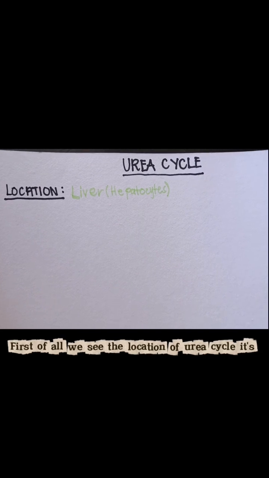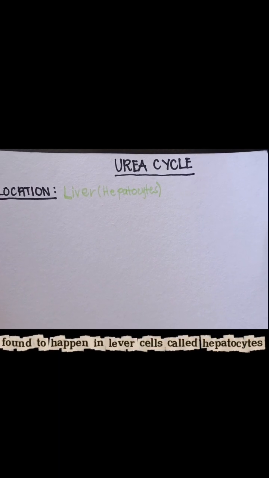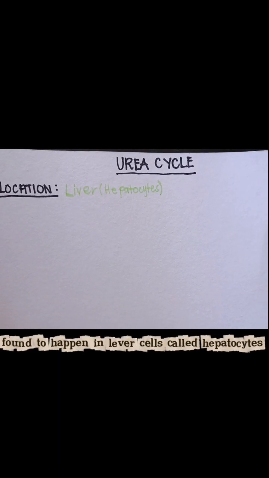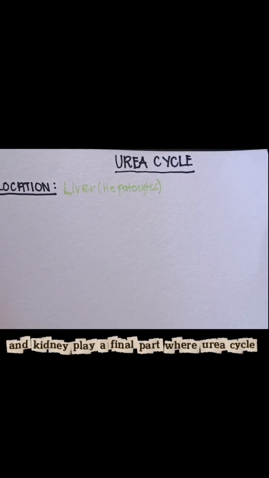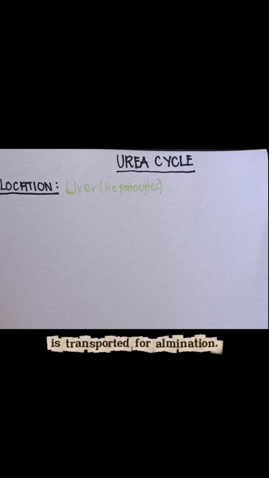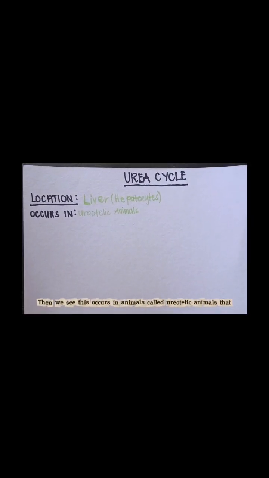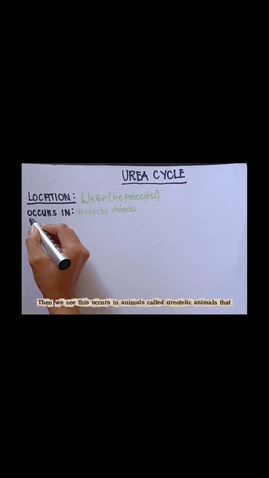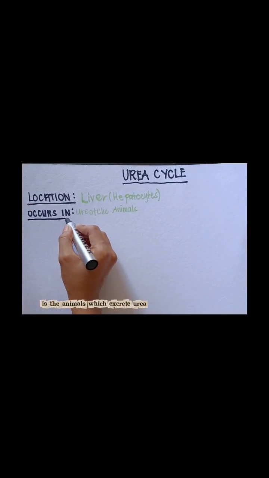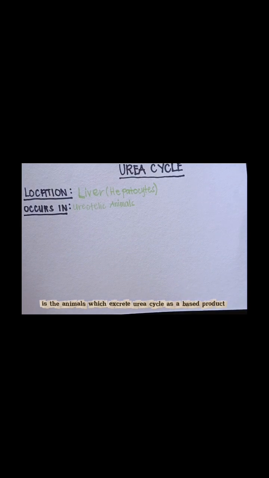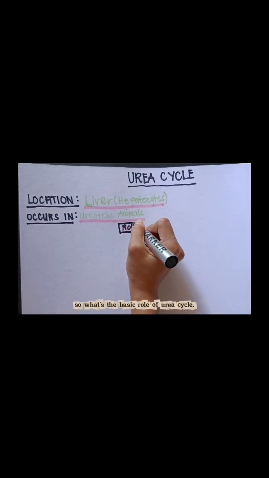First of all, we see the location of the urea cycle. It is found to happen in liver cells called hepatocytes, and the kidney plays a final part, where urea is transported for elimination. This occurs in animals called ureotelic animals, that is, the animals which excrete urea as the base. So what is the basic role of the urea cycle?